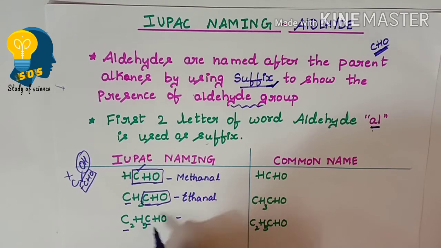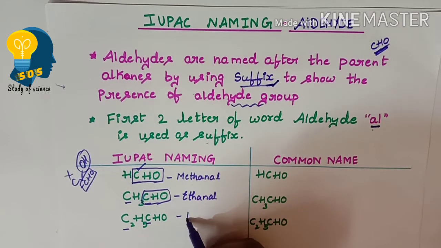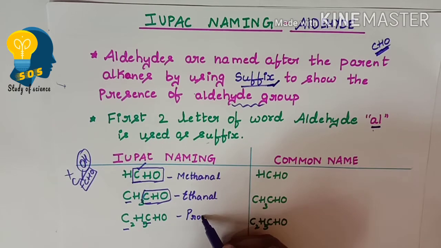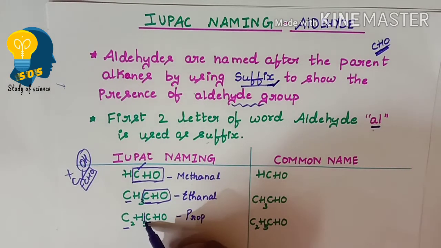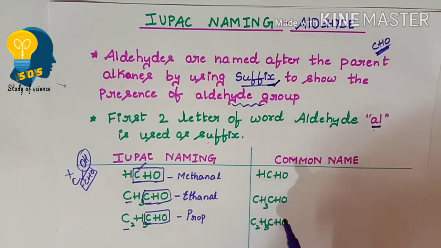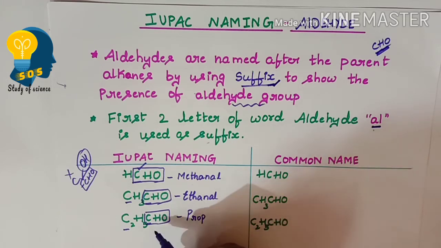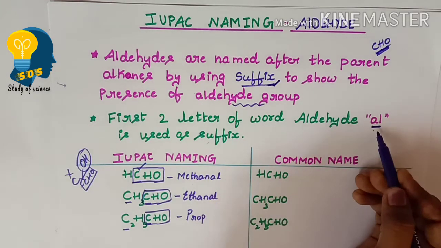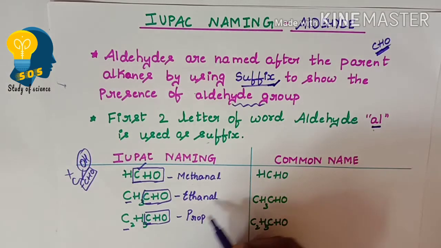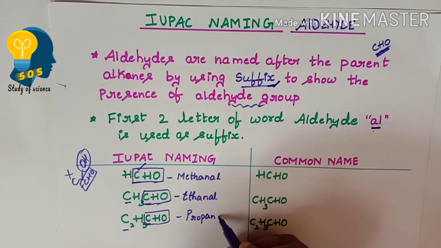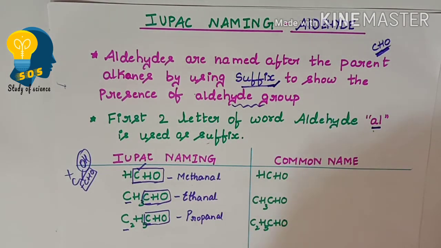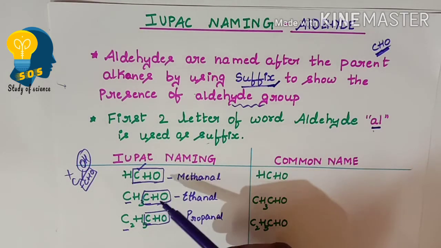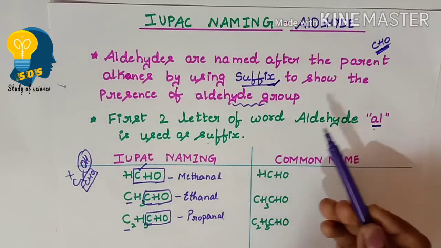Then how many carbon atoms are there? C2 plus C1, that is totally 3. 3 means it is prop. The functional group is CHO, and in the naming it will end with al. So prop plus al is propanal. It continues: butanal, pentanal, hexanal. This is how we write the naming convention according to IUPAC for the aldehyde group.